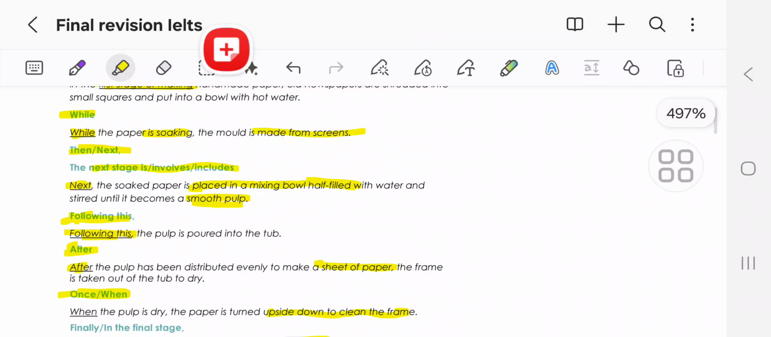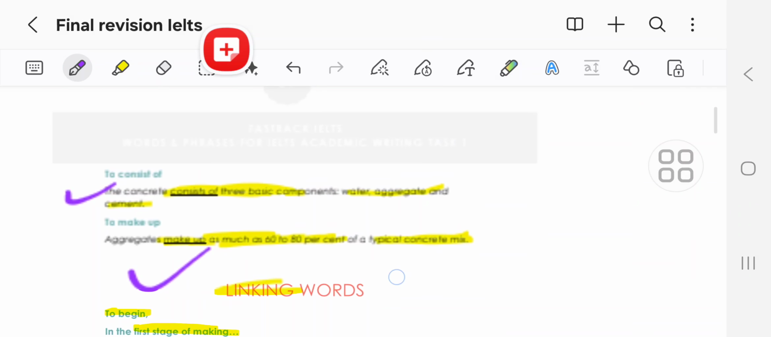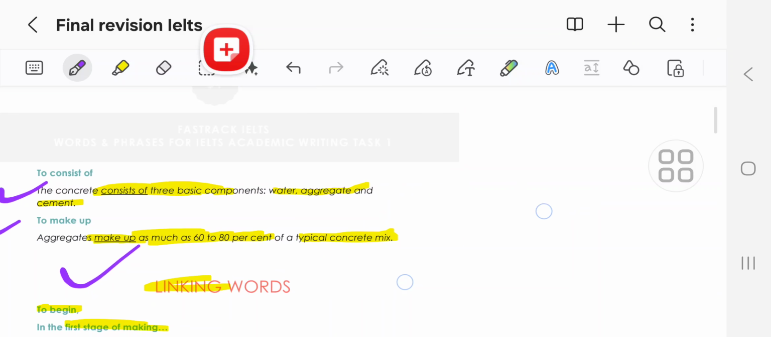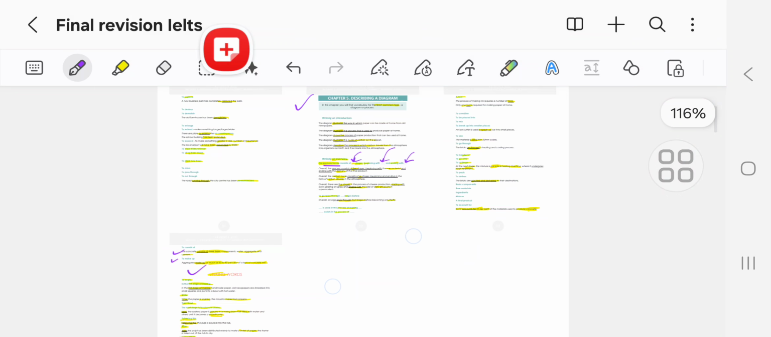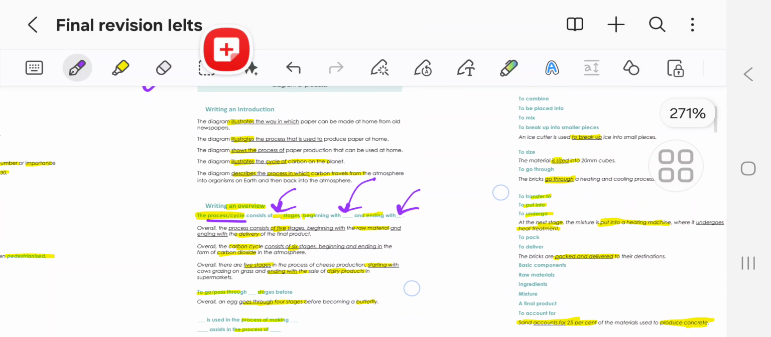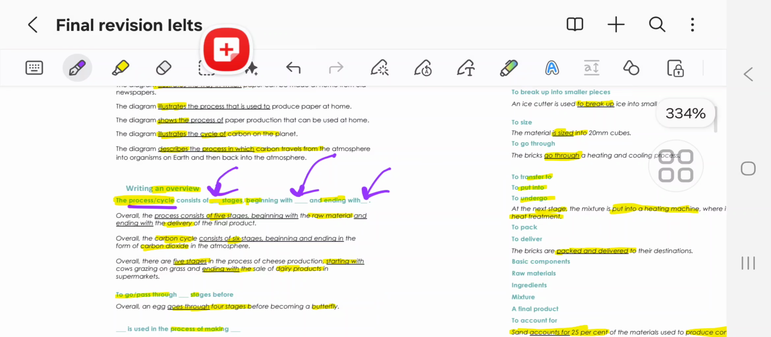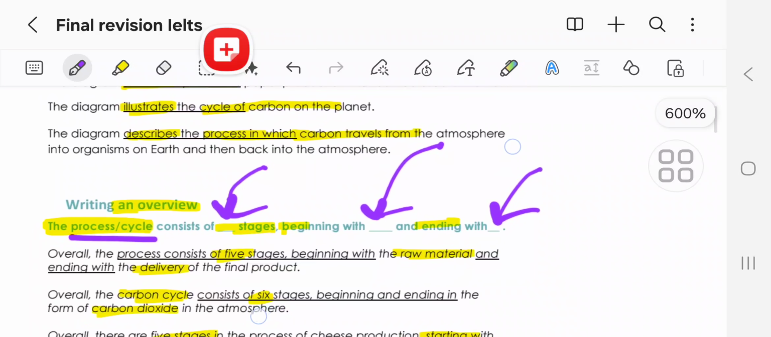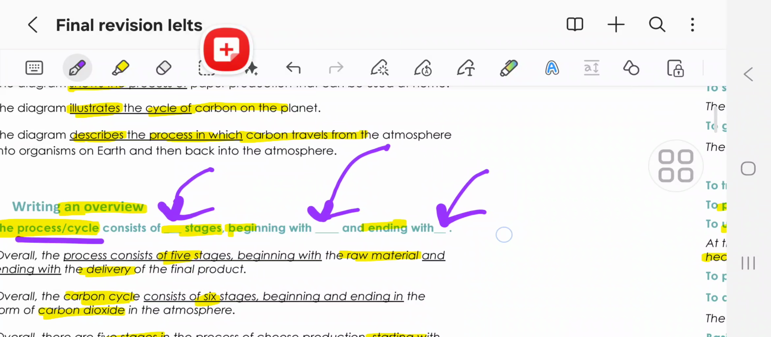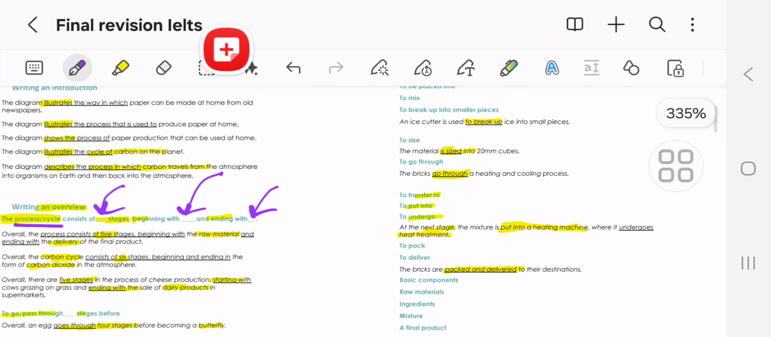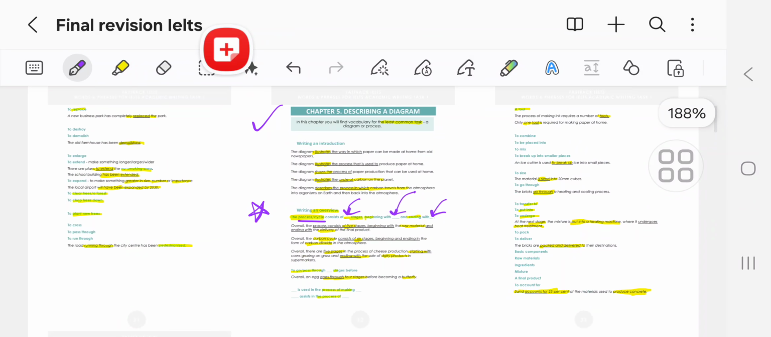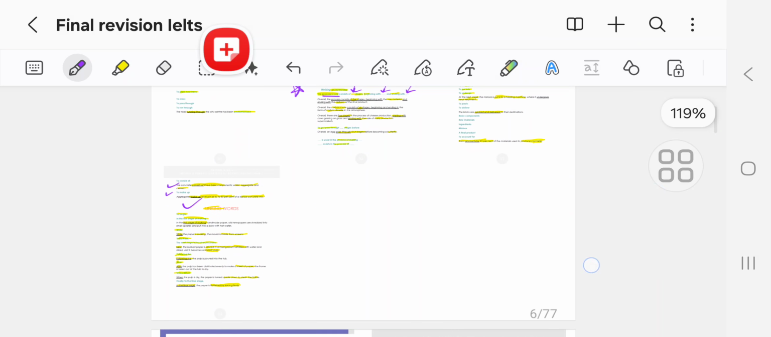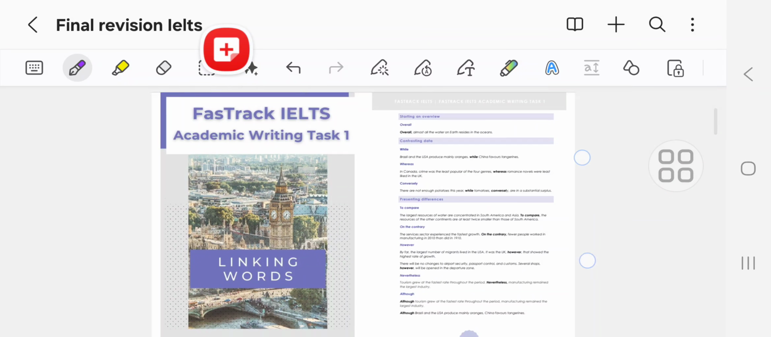We have already talked about, for example, to make up: the aggregate makes up 60 to 80% of the typical concrete mix. We have talked about the different stages of a diagram, for example, the writing process and the overview. The process or cycle consists of a start, a beginning and then ending with this, so you have to mention that. If you have covered everything, then the chances of error are very small. So let's move to the other part of writing.